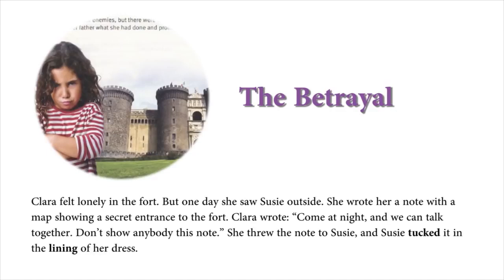Clara felt lonely in the fort, but one day she saw Susie outside. She wrote her a note with a map showing a secret entrance to the fort. Clara wrote, "Come at night and we can talk together. Don't show anybody this note." She threw the note to Susie, and Susie tucked it in the lining of her dress.